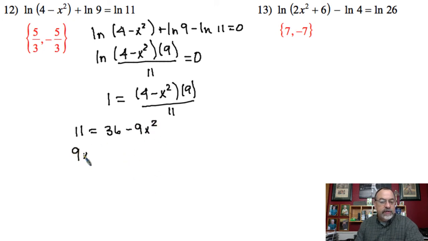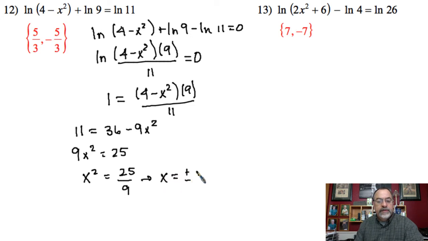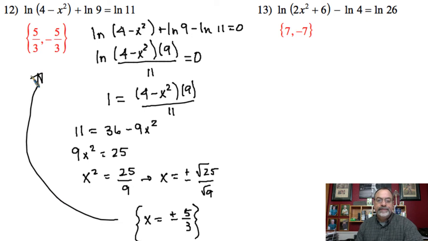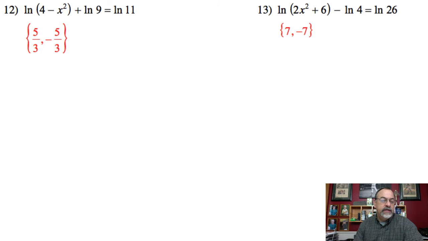So I'm going to move the 9x squared over here. I'm going to move this over here. And then we're going to divide by 9, 25 over 9, which does not simplify, so we'll take the square root. And because we take the square root, it's going to be plus or minus the square root of 25 over 9. We have a nice little perfect square here, so this is going to be plus or minus 5/3. Okay, and you can see that's what we have here.